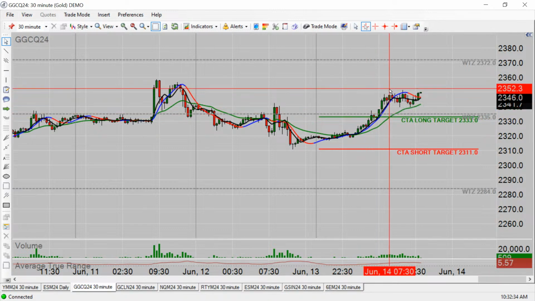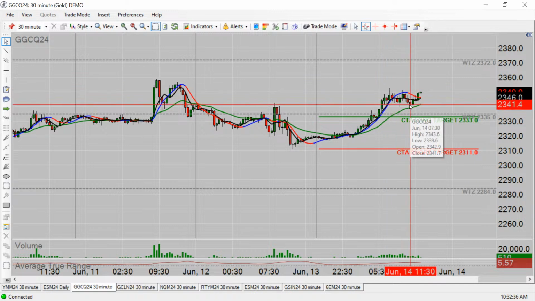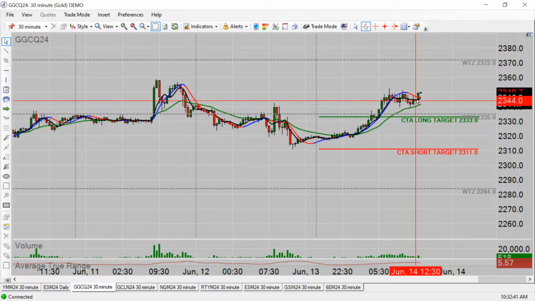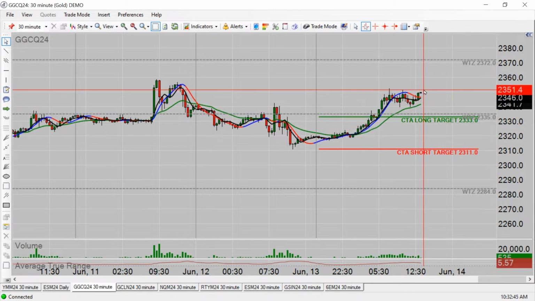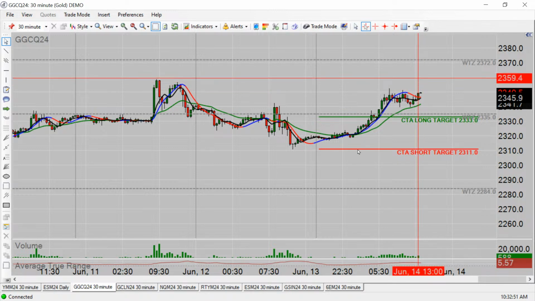That resistance sent us back to the BBC support. And that support has now sent the market looking for resistance. Could be there, could be there.